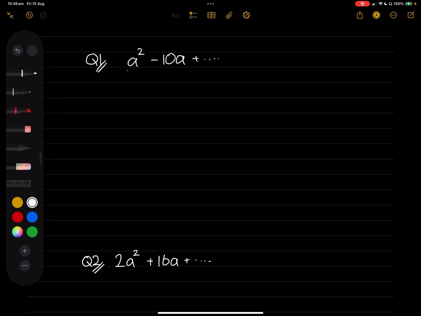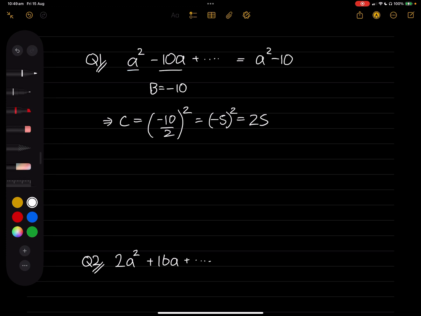So we have a squared minus 10a. Well, the b value, the term in front of the linear term, is minus 10. So the term we're going to have to add to the end, c, is equal to minus 10 divided by 2, squared. So this is minus 5 squared. This is 25. So this becomes a squared minus 10a plus 25.